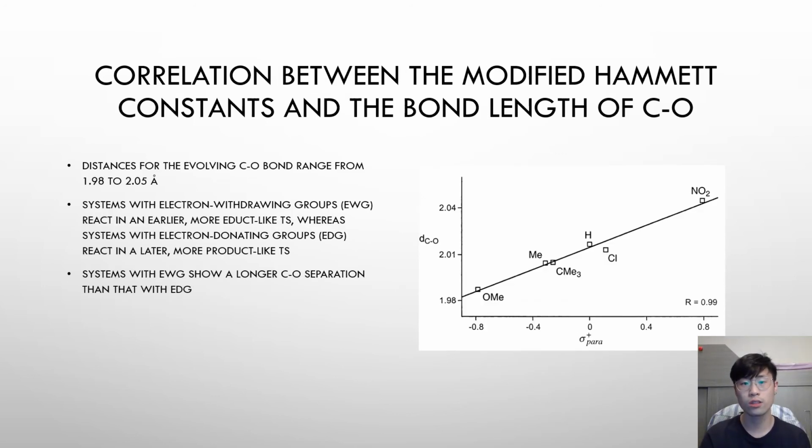The graph here shows the correlation between the modified Hammett constants and the bond length of the C-O bond. Distances for the evolving C-O bond range from 1.98 to 2.05 angstroms, and systems with electron withdrawing groups react in an earlier, more educt-like transition state, whereas systems with electron donating groups react in a later, more product-like transition state. Systems with electron withdrawing groups also show a longer C-O separation than those with electron donating groups.